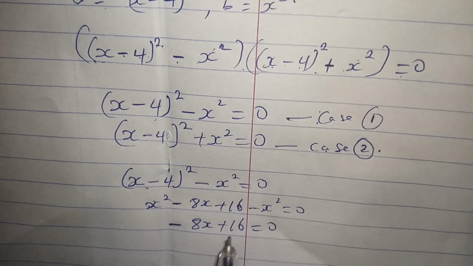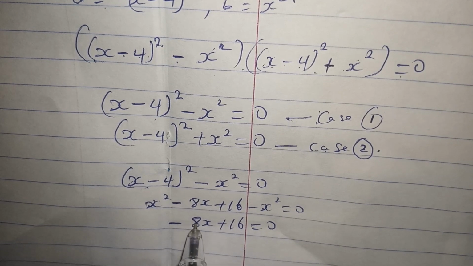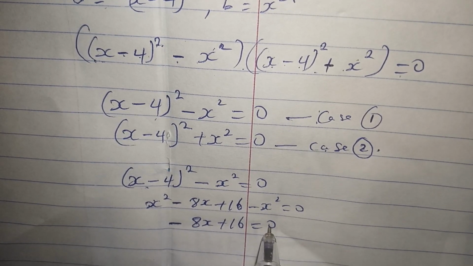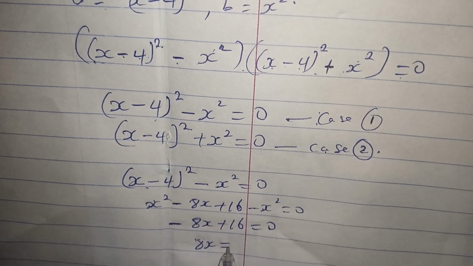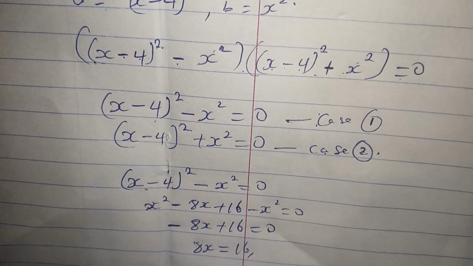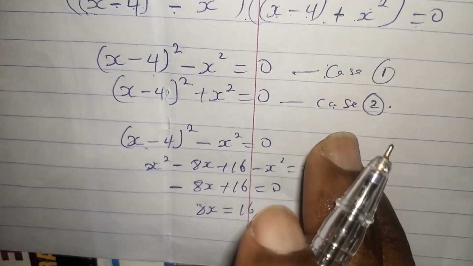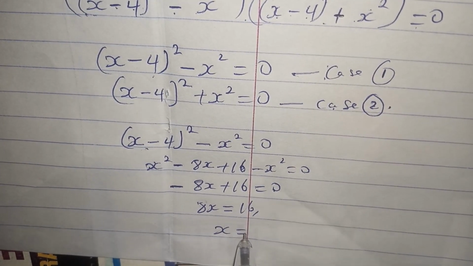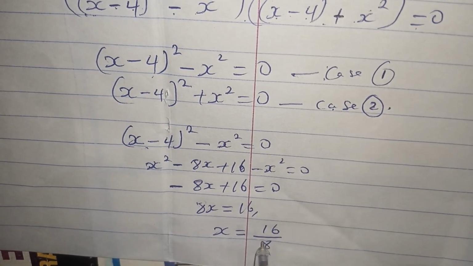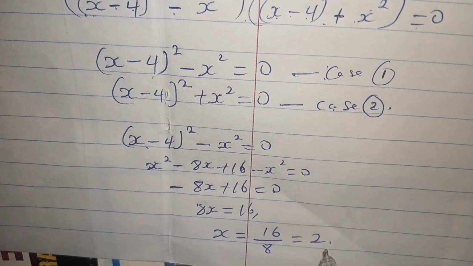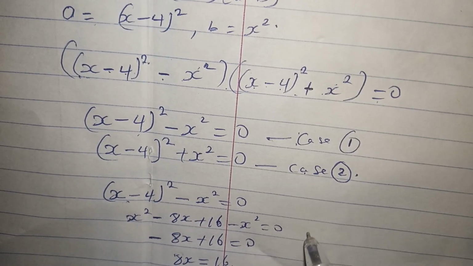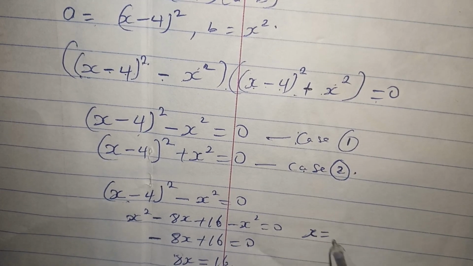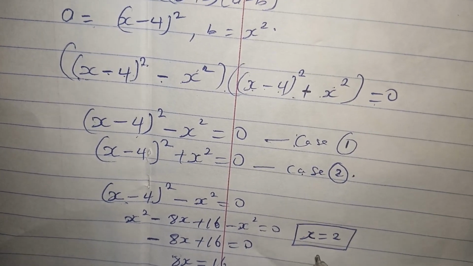So since we've done this, let's bring 8x to the other side of the equation. So if we do that, we are having 8x equals 16. And if we divide both sides by 8, our x is equal to 16 divided by 8, which is equal to 2. Therefore, our first value for x is 2, which is x1 equals 2.